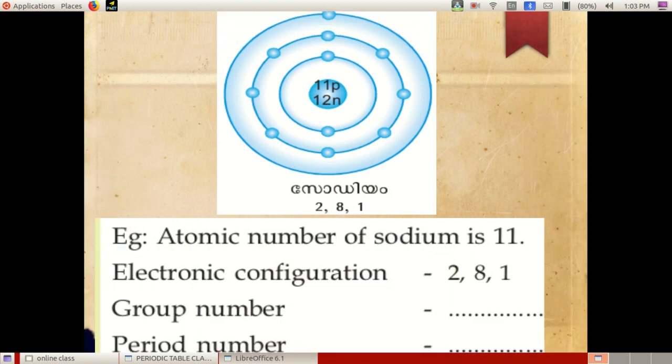Suppose atomic number of sodium is 11. Electronic configuration 2,8,1. Group number is 1 because it is the outermost shell. Period number is 3. Period number indicates the number of shells. Is this group 1 element a metal or non-metal? You know, it is metal. In such a way we can predict the properties of elements.